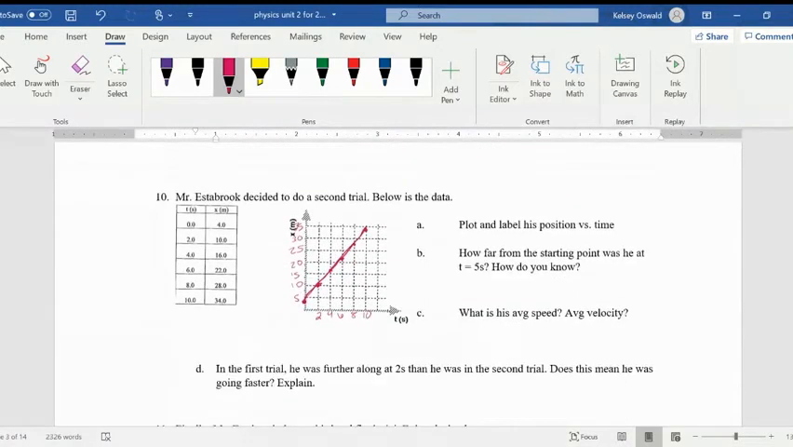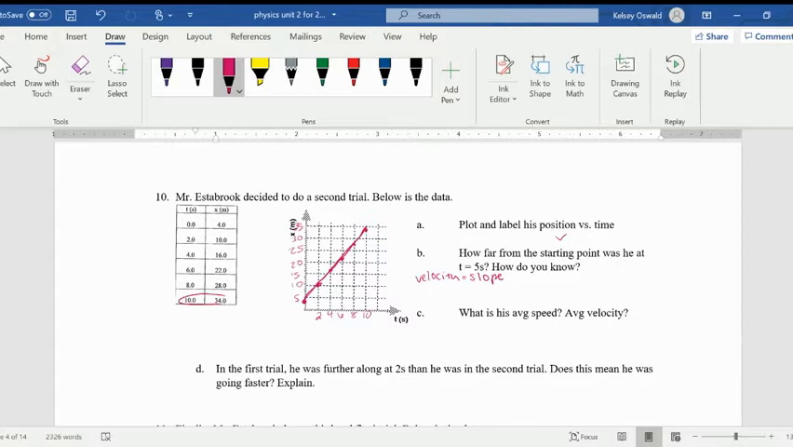Looking at number 10 then, again, so here Mr. Estabrook is once again rollerblading, but here our data is a little different. So we already plotted and labeled our position versus time graph. So for B, we want to find how far he is from the starting point at t equals 5 seconds. So before we can find how far he is, we need to find how fast he was going, or our velocity. And our way to do this is going to be by finding our slope.